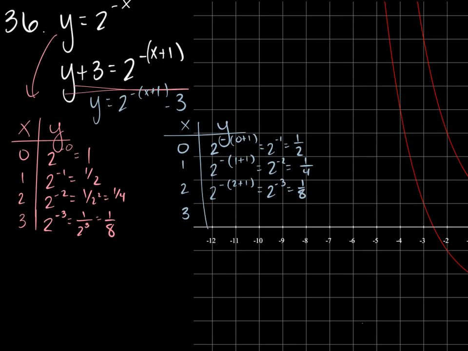And I just realized I haven't been adding 3, so I've got to subtract 3 from each of these. So this is actually going to be negative 5/2, negative 11/4. These are all negative too. And negative 23 over 8. Okay. And so then we plug in our last one, 3, so we get 2 to the negative 3 plus 1 equals 2 to the negative 4, which is 1/16 minus 3. That's going to be negative 47 over 16.